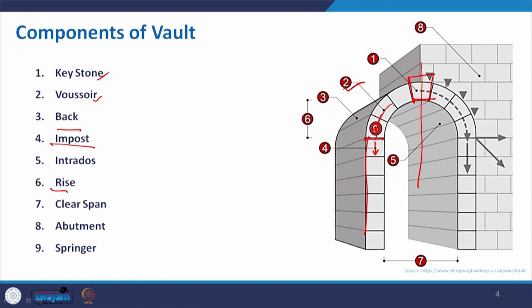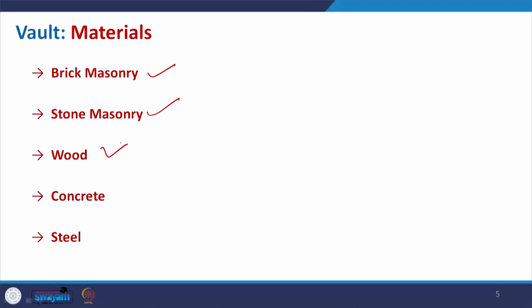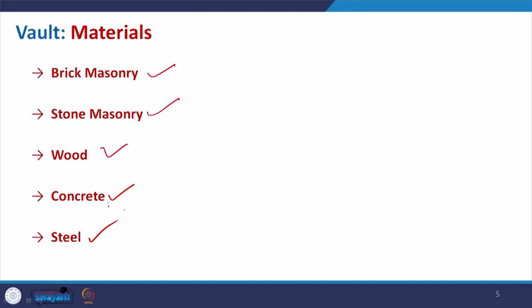And then the rise, which we know is calculated from where the impost ends. So from that, what is the rise. Then clear span is basically the span given to this. Then abutment is the support, and we also have the springer, which transfers the last load to the wall. Now, coming to the materials, it may be made of brick masonry or stone masonry. Sometimes we have also seen it made of wood, and then concrete. Definitely after the invention of concrete, we have made many such structures which earlier were made of brick masonry, but with very light thickness, and to increase the span we used concrete, and then steel is also being used to take the form of a vault.